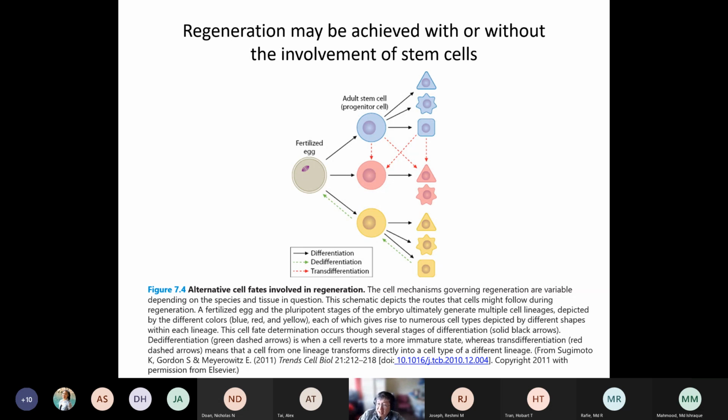Okay, in that process, you can tell the stem cell will still be involved, but that stem cell originally was not there. It's created by a somatic cell type. So we describe the three scenarios of regeneration. Not every scenario will involve stem cells. So remember the three terms: differentiation, de-differentiation, and transdifferentiation.